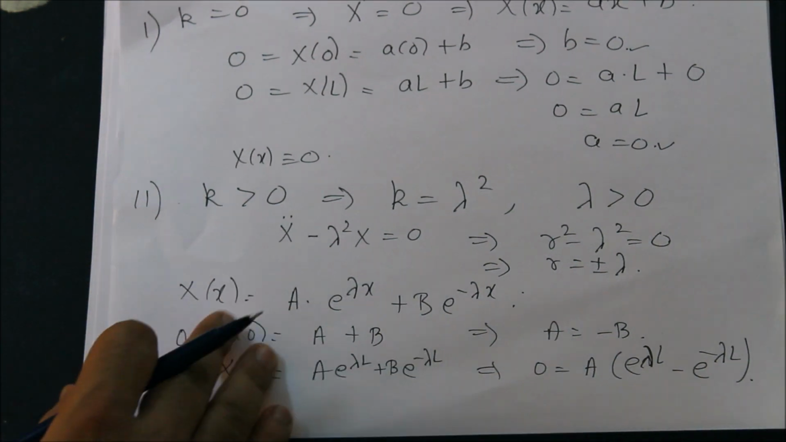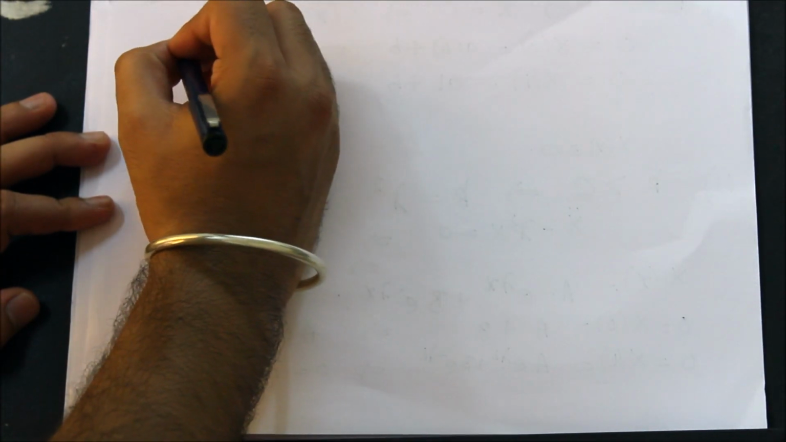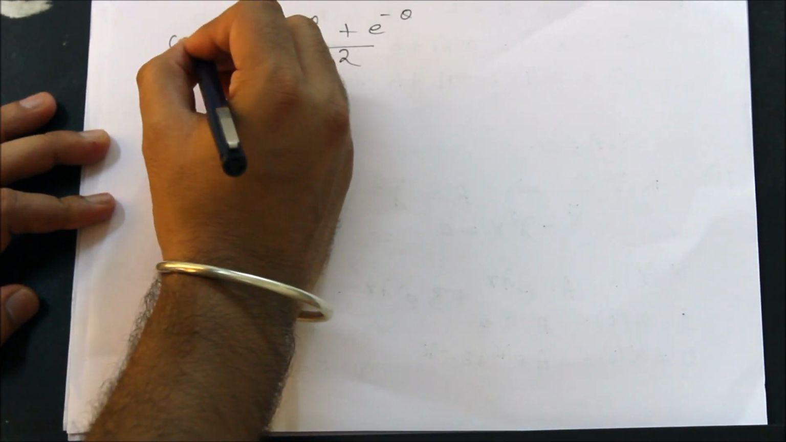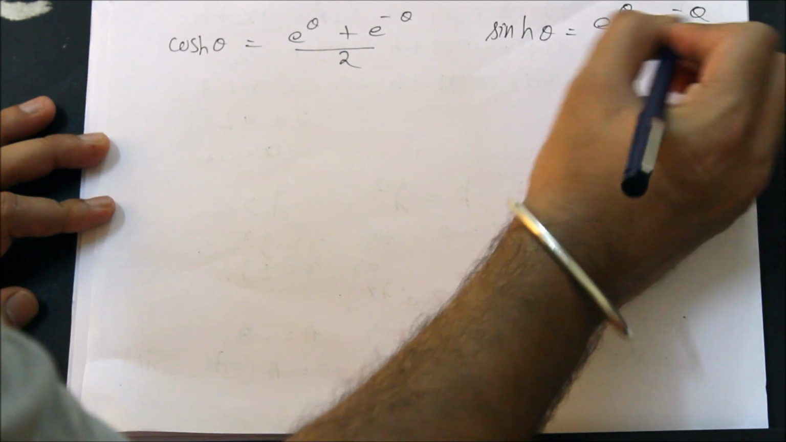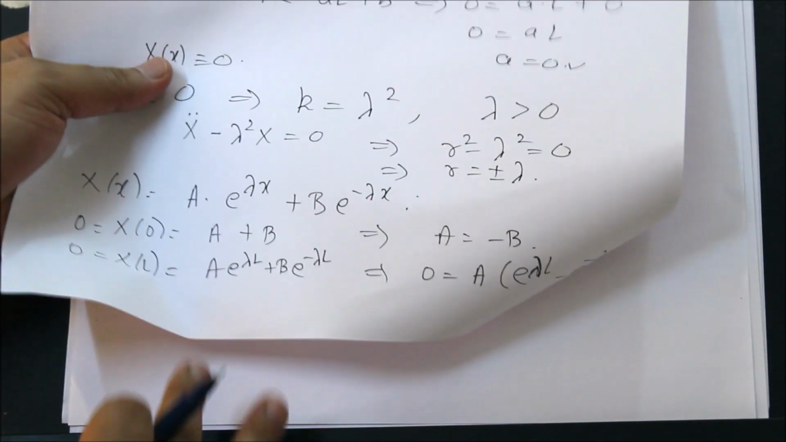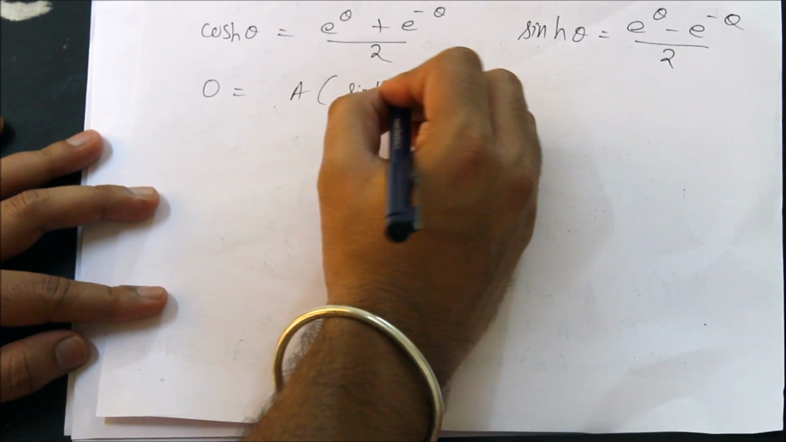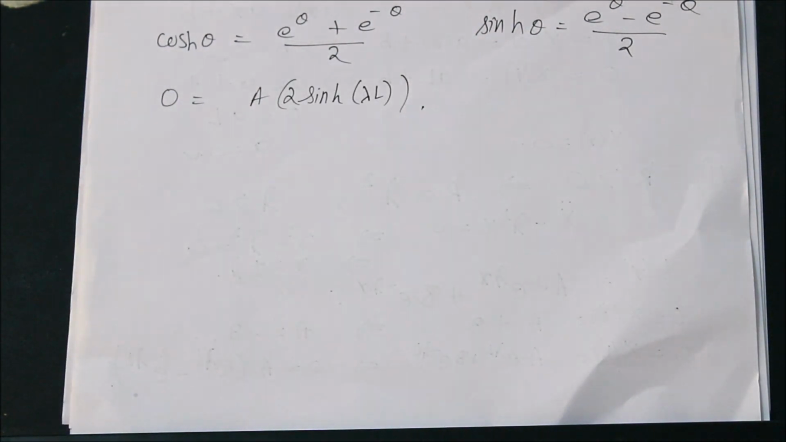But if you recall some identities involving exponential and hyperbolic functions, your cosine hyperbolic theta is nothing but e raised to theta plus e raised to minus theta by 2, and your sine hyperbolic theta is e raised to theta minus e raised to minus theta upon 2. So here we are having minus. So if I use this formula, I have 0 is equal to a into sine hyperbolic of, what is my theta over here? My theta is lambda L, 2 times. So this is what I have.